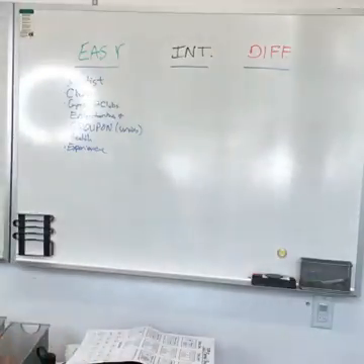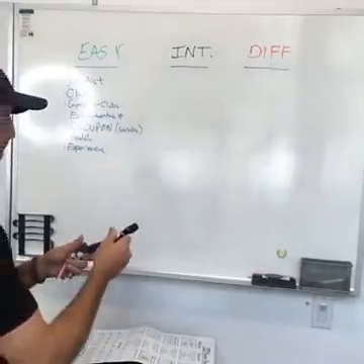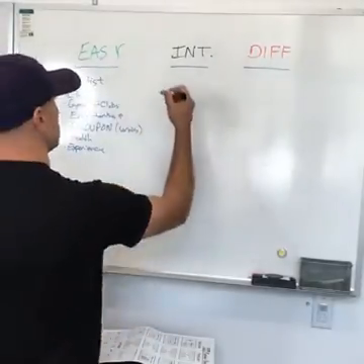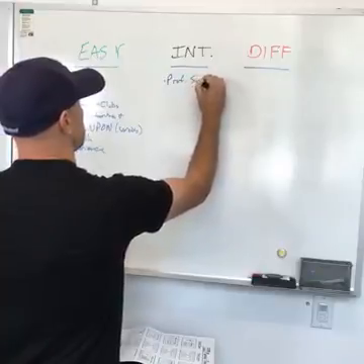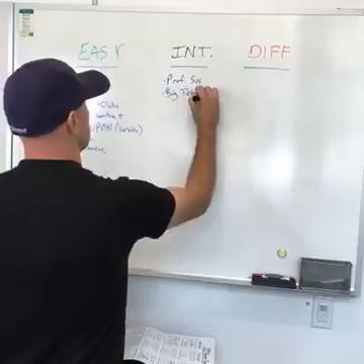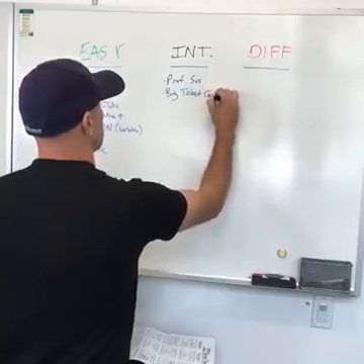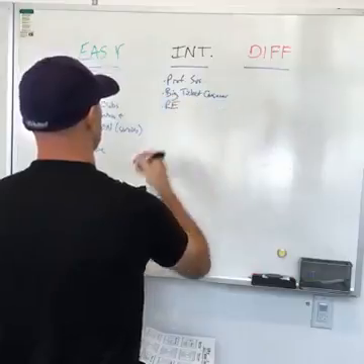Intermediate stuff is professional services basically, and big ticket items. So this is professional services, big ticket consumer stuff. Real estate is a tougher one.